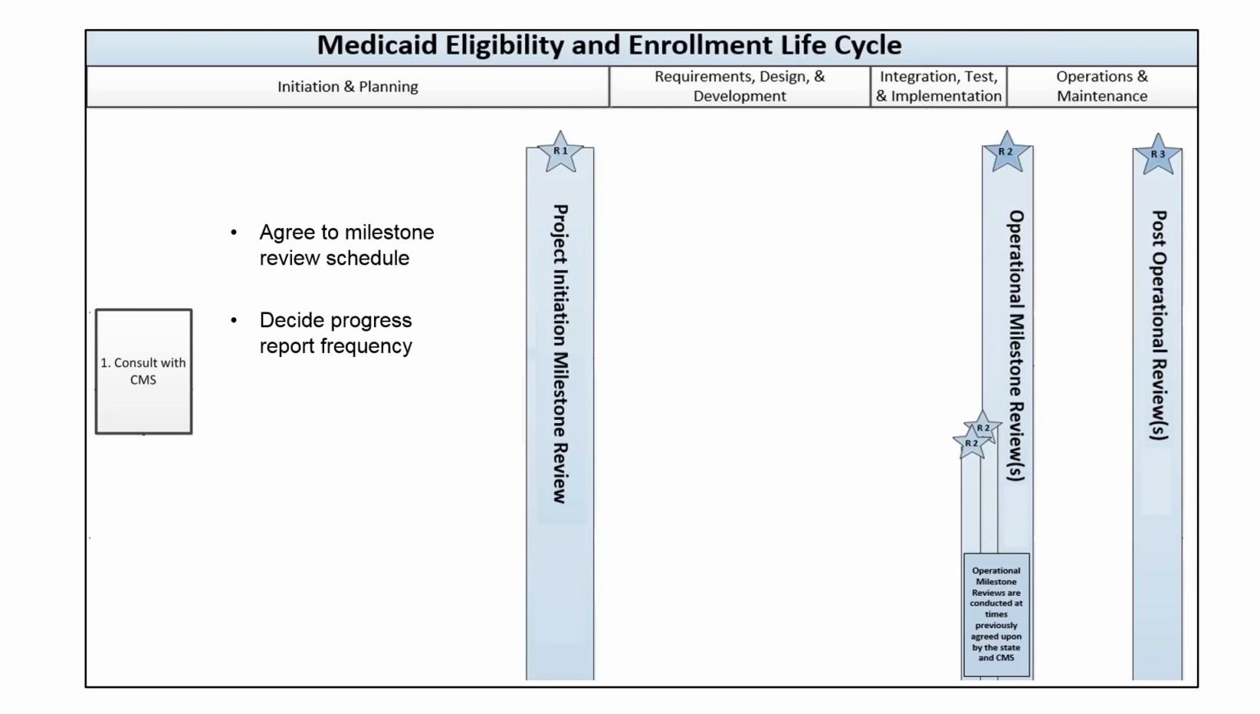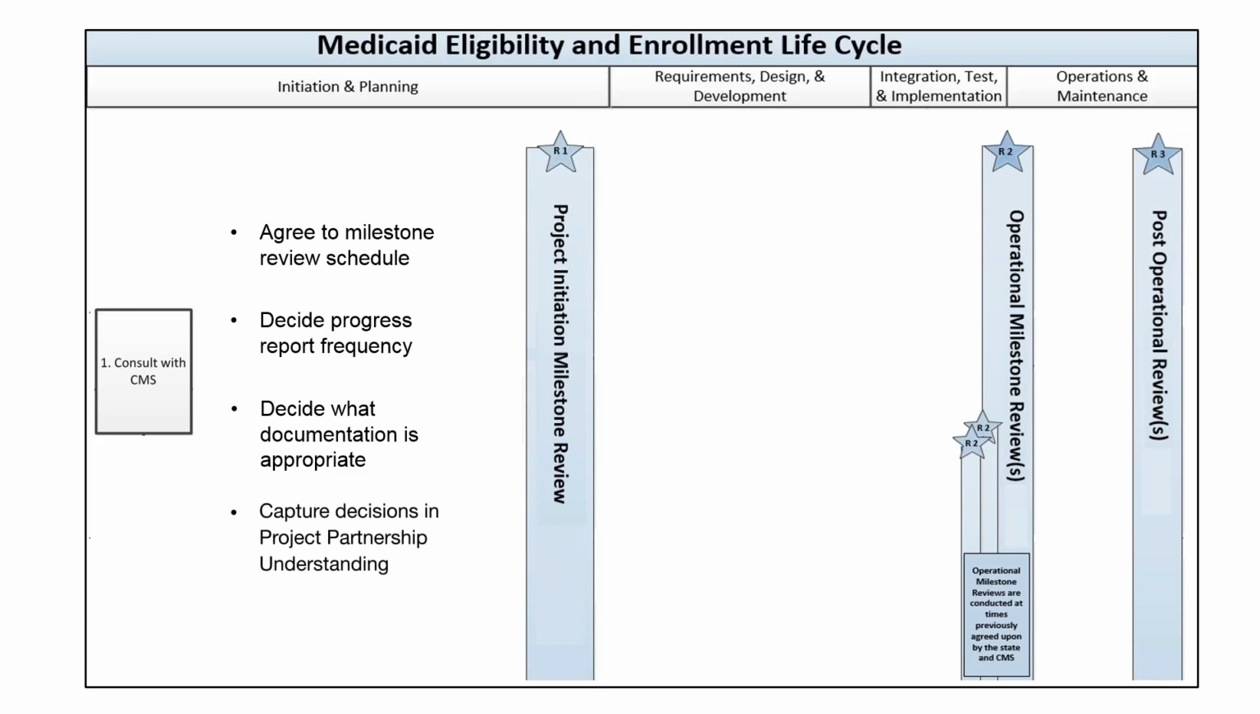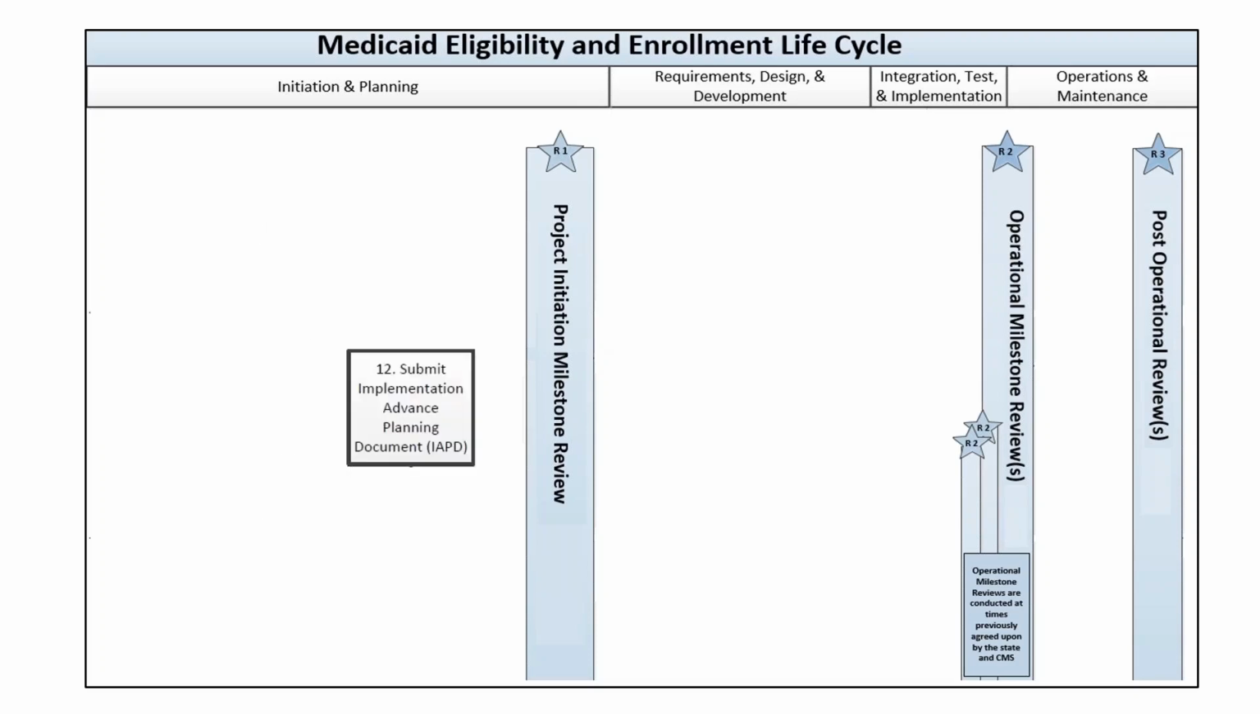This schedule is decided during the consult so that the state can include this information in its IV&V RFIs and RFPs. And as mentioned earlier, the state and CMS decide what documentation is appropriate to the type of development being pursued. Finally, the decisions are captured in a Project Partnership Understanding document that can be updated throughout the lifecycle as necessary. Another key activity is the IAPD submission.